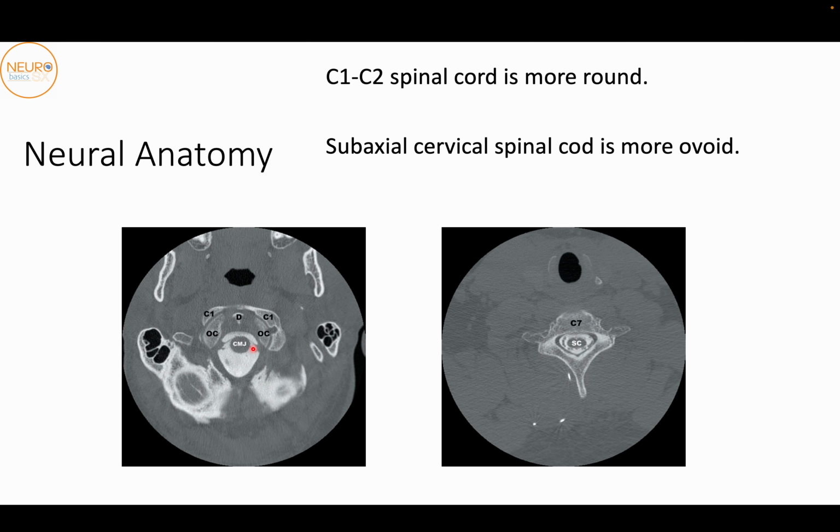So at the level of the cervicomedullary junction, the spinal cord is going to be more round. As we come down from C3 to T2, the spinal cord is actually more ovoid, and it becomes wider horizontally. That is the cervical enlargement.